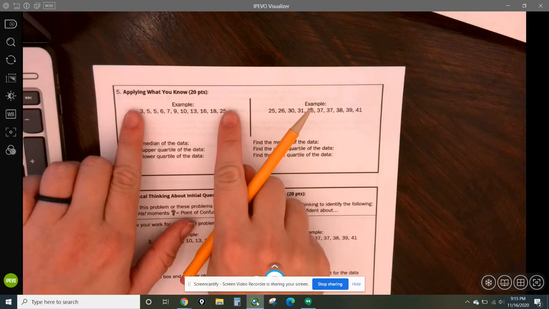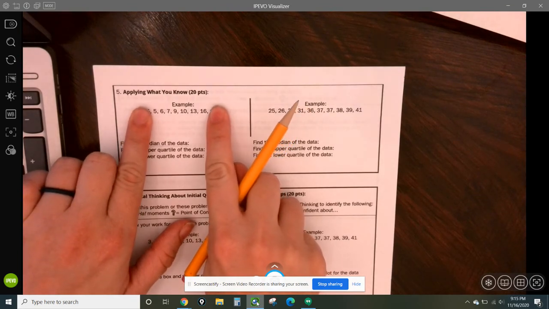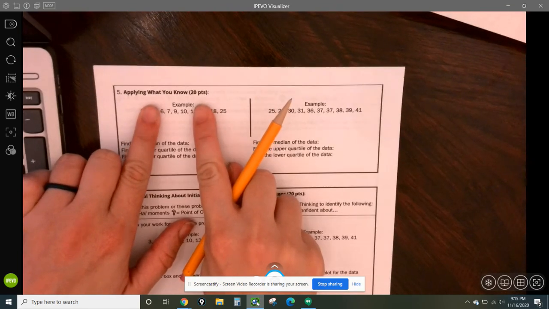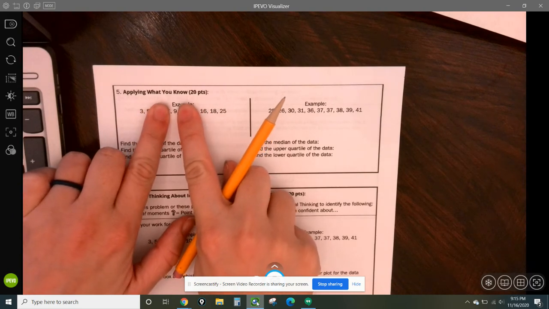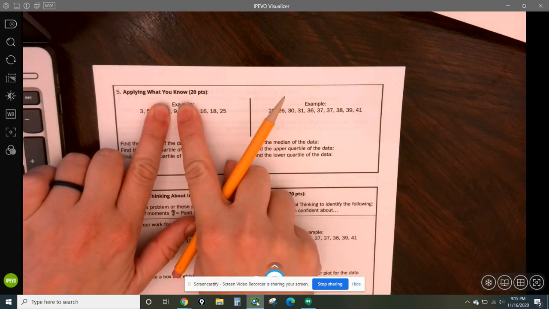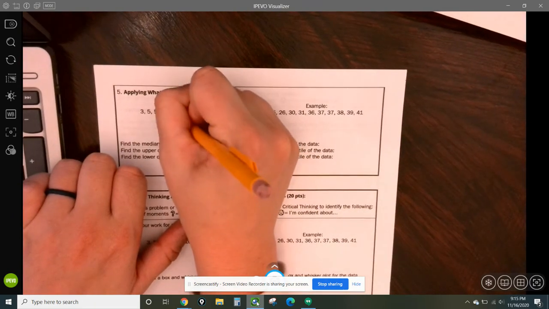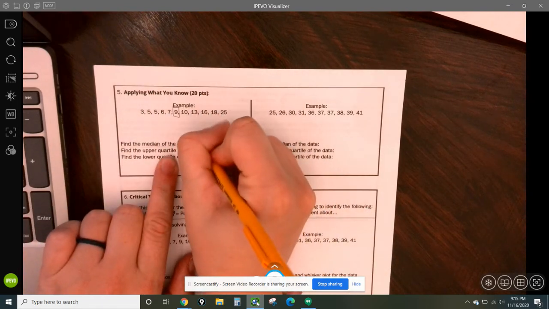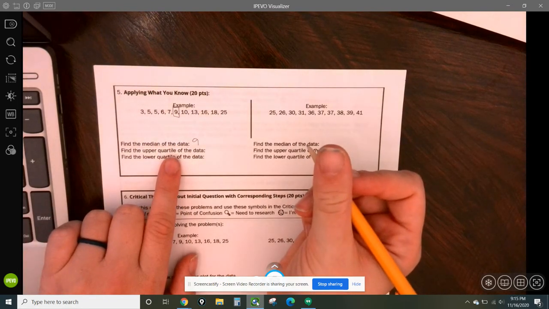So I'm going to use my fingers and I'm going to count in until I get to the middle number. So I got that the middle number here is 9. So that is my median. It's 9. Find the upper quartile.